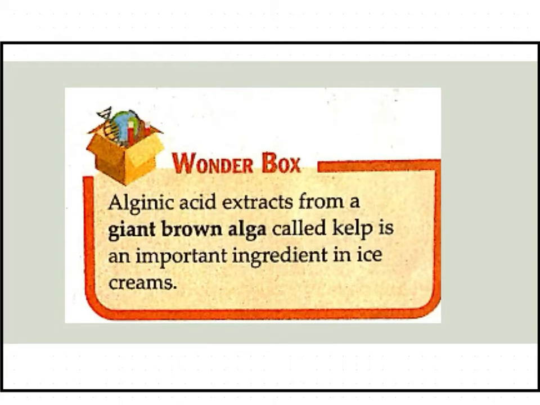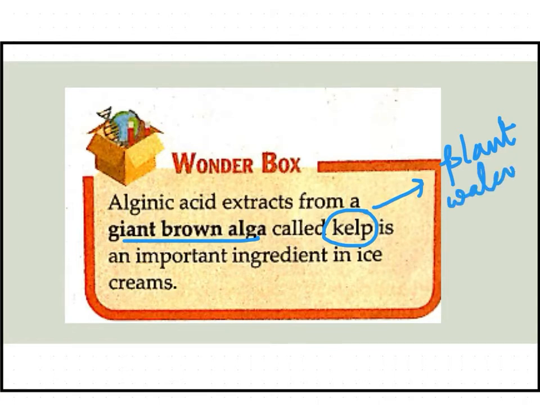Now let's come to the wonder box. See, why we are studying about them. There is an alga known as giant brown algae. This is also called kelp, and it exactly looks like a plant. Dear students, giant brown algae, also called kelp, is also found in water. That means it is aquatic.